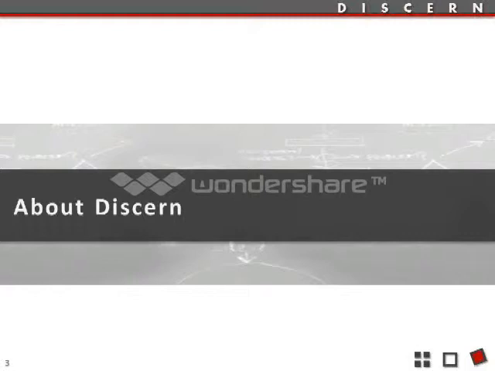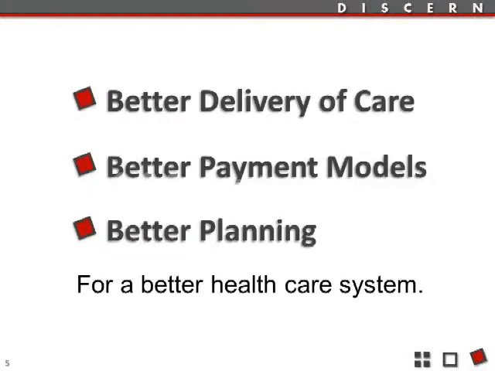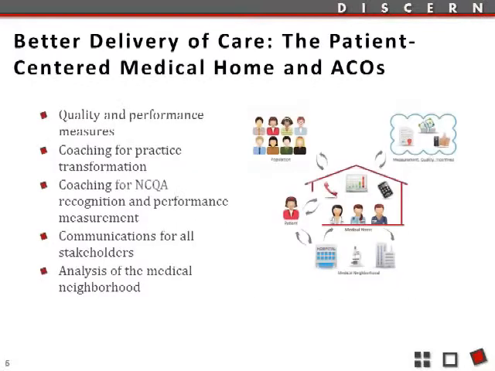So first of all, about Discern, in case you're not familiar with our work, we are a small consulting firm headquartered in Baltimore, Maryland. And we work on projects and partner with our clients for three goals: better delivery of care, better payment models, and better planning, all of which we think will contribute to a better healthcare system.